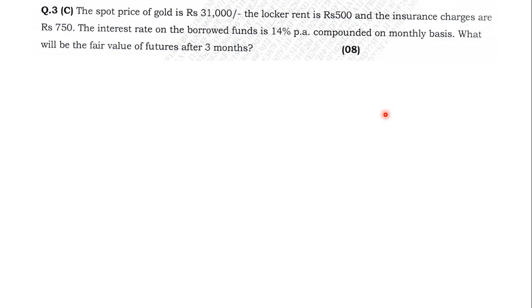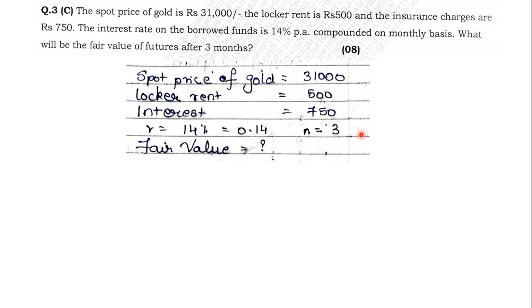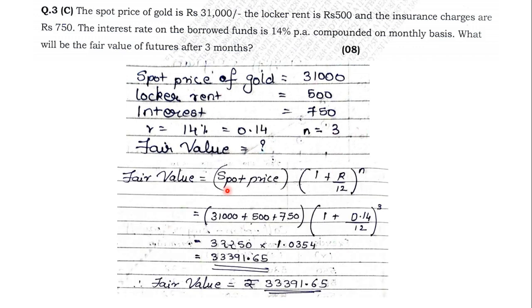Okay. So now first we note down the data. Spot price 31,000 of gold. Locker rent was 500 and insurance is 750. The rate is 14%, which is 0.14. The number of months is 3. They ask us to find the fair value, so we apply the formula. Fair value is equal to spot price into (1 plus R upon 12) raised to the power of n, since it was compound interest. So spot price 31,000 plus 500 plus 750, into (1 plus R, which is 0.14 divided by 12) raised to the power of n, which is 3.